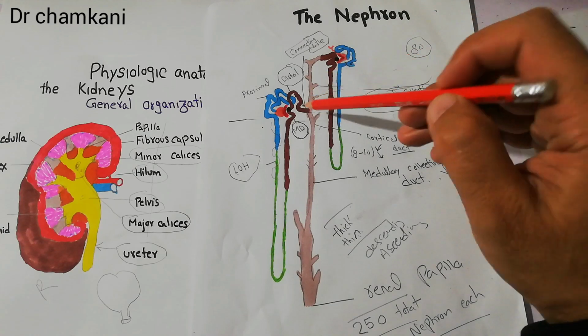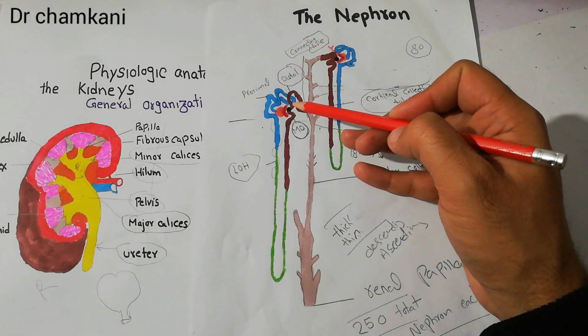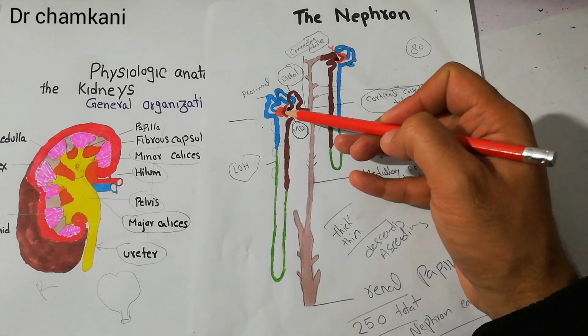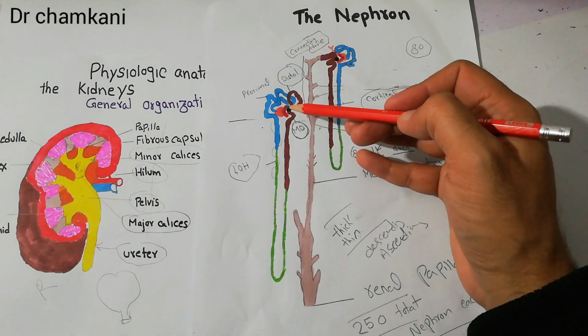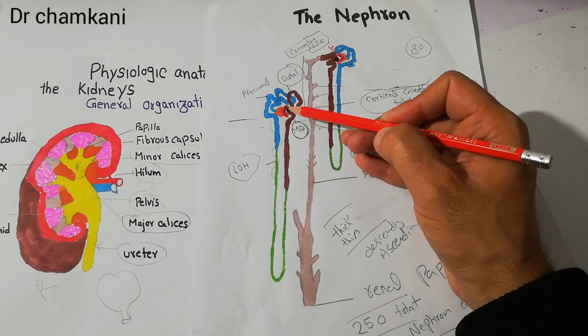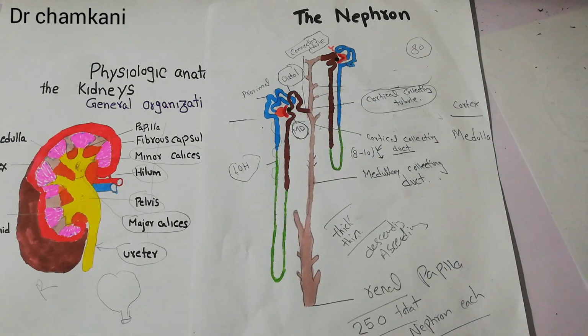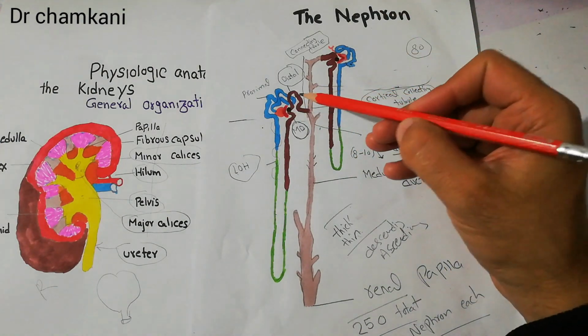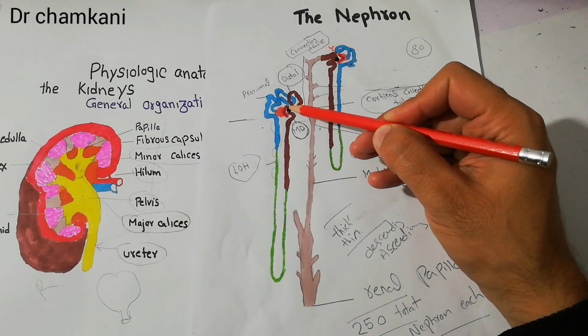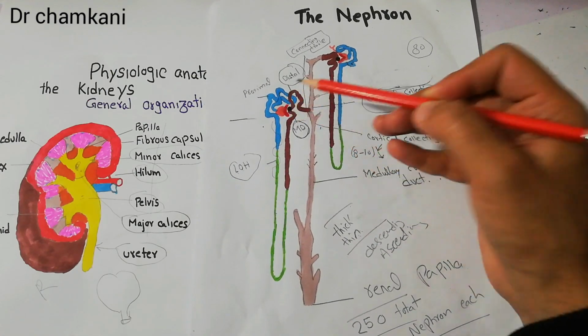Now, to start, the nephron initially has a renal corpuscle, which is made of a glomerulus and the Bowman's capsule. The glomerulus is basically a bunch of capillaries. So here is the glomerulus. This red color is the glomerulus, which is basically made of capillaries, and through the glomerulus, blood from the capillaries is filtered into the Bowman's capsule.